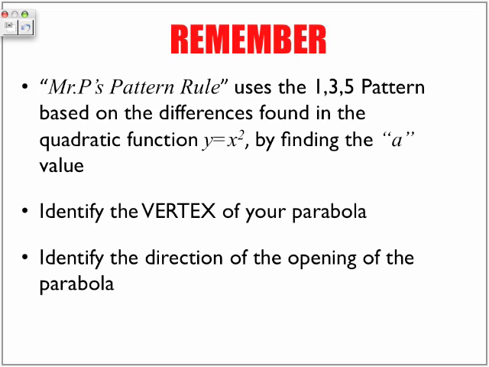Now, before we can do that, we need to remember the following. Mr. P's pattern rule, as I stated just a second ago, uses a 1-3-5 pattern based on the differences found in the quadratic function y is equal to x squared by finding the A value. Identify the vertex of your parabola. So using your table of values, look at the differences in the y-axis, and find out where the differences pretty much move or deviate from one center point. Okay? And then identify the direction of the opening of the parabola.